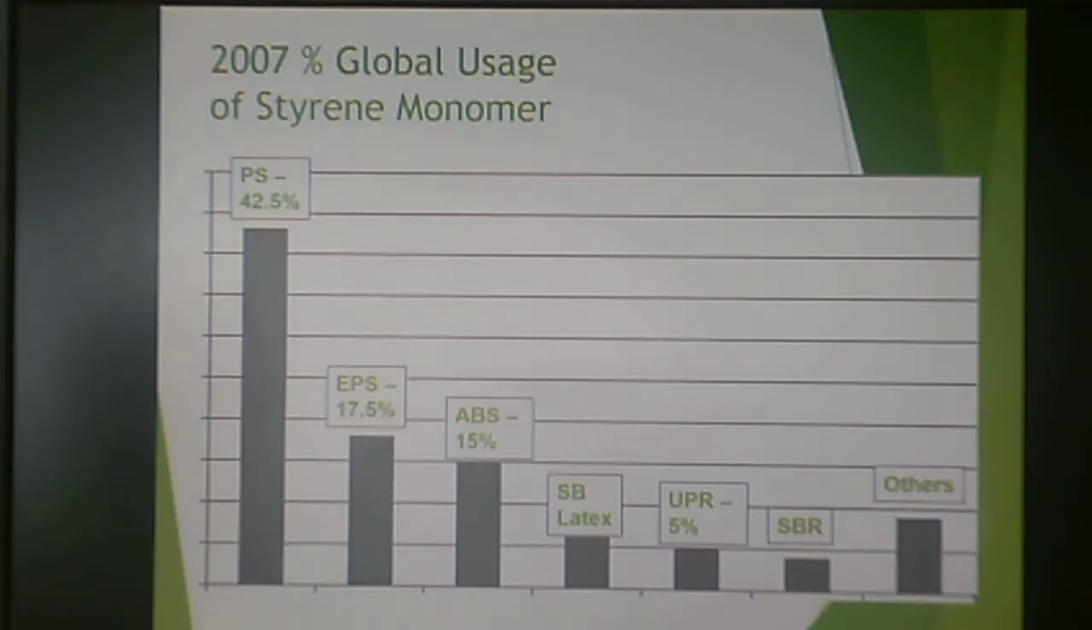When we're looking at the global use of styrene monomer, this is polystyrene versus its copolymers, so about 42.5%, and then a mixture of the other comonomers of styrene.